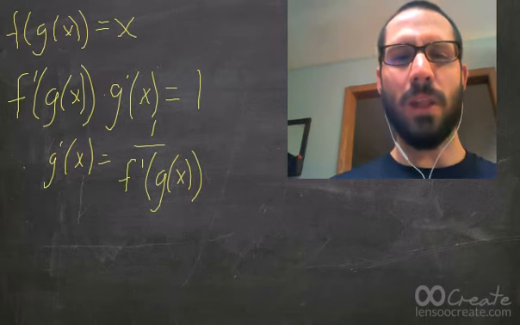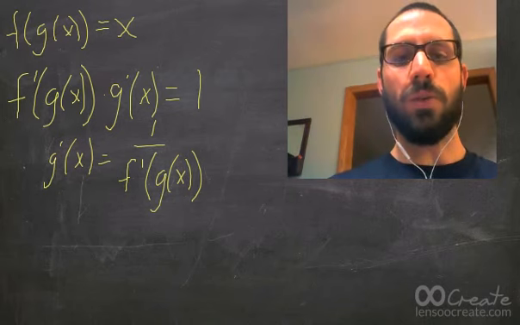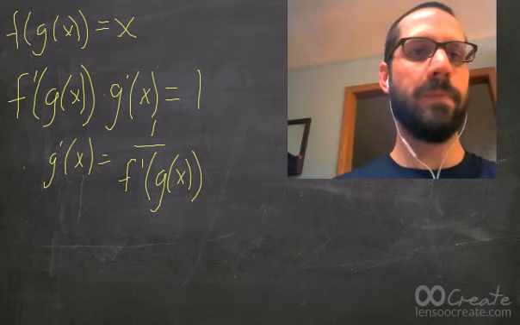Now in class we talked about the other way to write it with just f and f inverse, but I'll leave it as g prime equals 1 over f prime of g of x for this example.